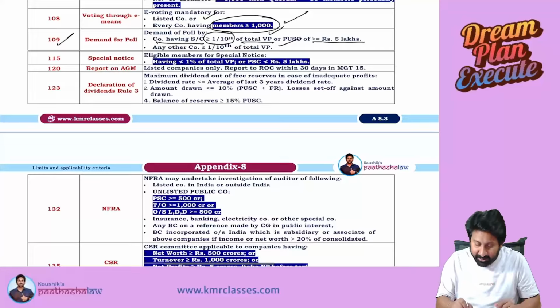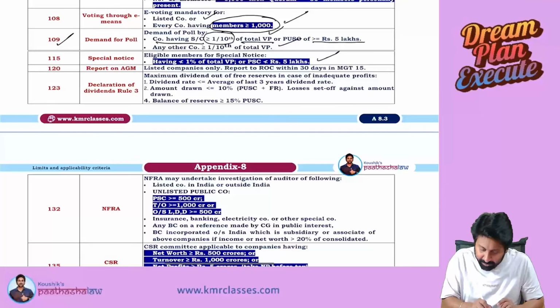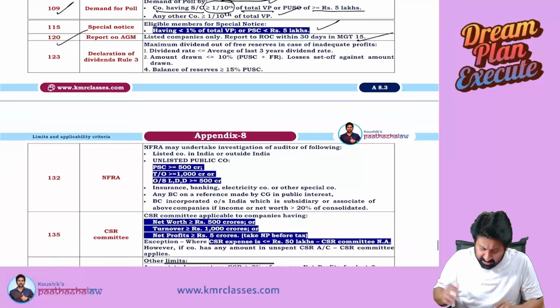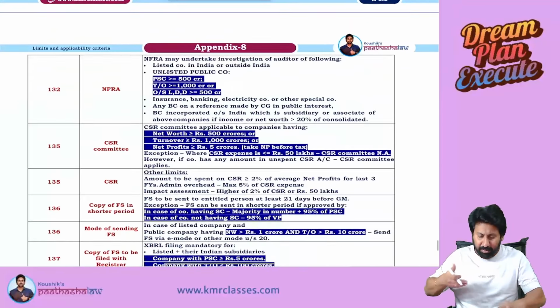Instead of 10%, you need to have only 1% of total voting power or paid up share capital not less than 5 lakh. Report on EGM, and this is not that important. And dividend, you might have already read.